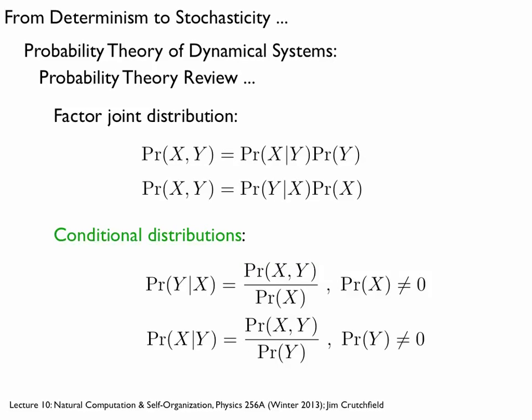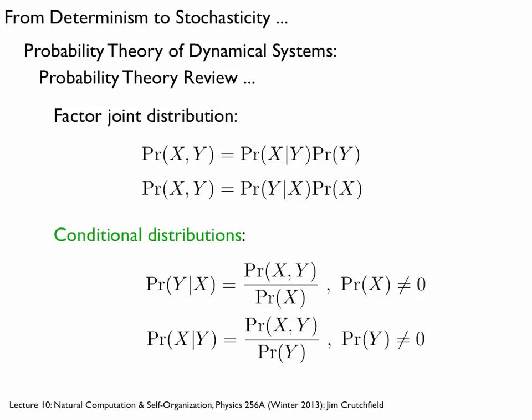Now, slightly more interesting is to talk about how, if we have this probability distribution over joint events x, y, we can factor that function in different ways. Here, you can talk about what are called conditional distributions. I'm sure this is familiar to many of you, but stay tuned. It can get complicated in just a little bit. So we have the probability of x and y, and we can factor that into the product of the probability of x given that we know y, times the probability of y.